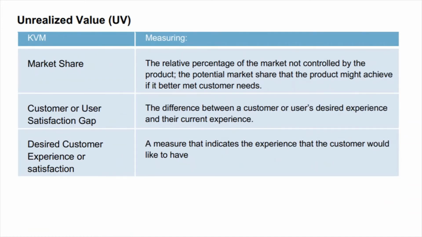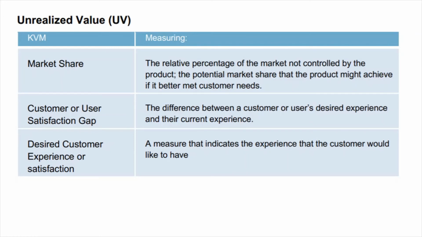All right. So the next KVA is the unrealized value, and here we have the market share. This is basically the relative percentage of the market that is not controlled by the product. This was all about the question I asked, right? Any organization could ask, do we have some new terrains for our further expansion? This is all about that. It's more applicable to the product owner to see and to work with the management team.